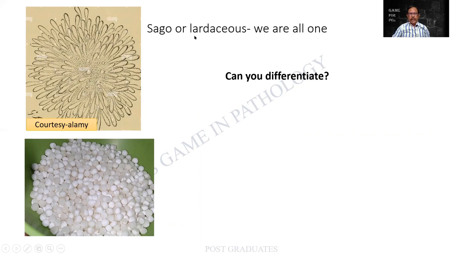I use a mnemonic. Lardaceous means lace-like. So there is a network around the sinusoids in a lace-like manner. This is called lardaceous spleen. Whereas Sago means the Sago grain. It is a kind of a grain. It has this kind of an appearance. So it is called a Sago spleen. Both of which are classical of amyloidosis of the spleen. I hope you are able to differentiate between the two.